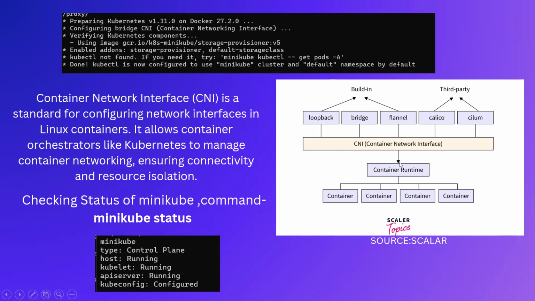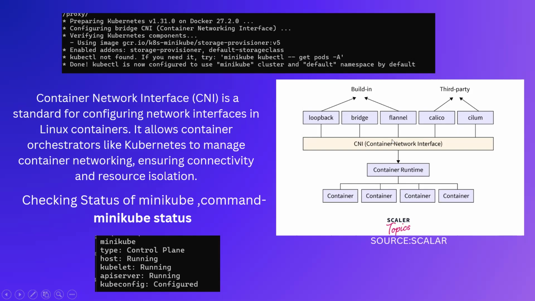Here in this image, you can clearly see there is a CNI. All the container CNIs have some plugins: loopback, bridge, flannel, calico, and cilium. Okay, it's Cilium, I think a wrong character is mentioned here. These are the third-party and the built-in types. I will explain each of them, and they will basically connect to the CNI.